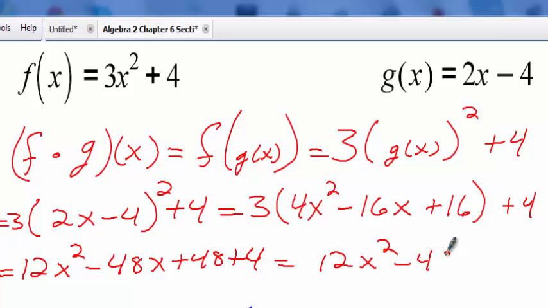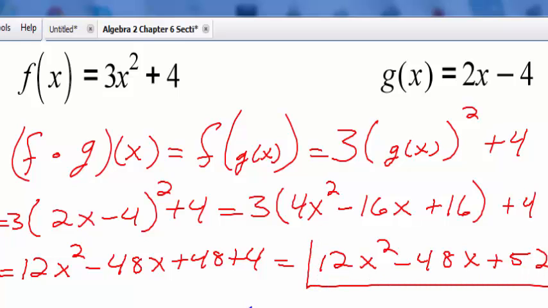and then group up your like terms and get 12x squared minus 48x plus 52. I know that was a good amount of work, but that is what your actual composite will look like. So when you form composites, you do have to perform all of your simplification stuff, okay?